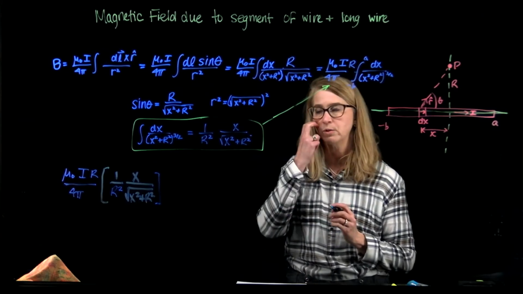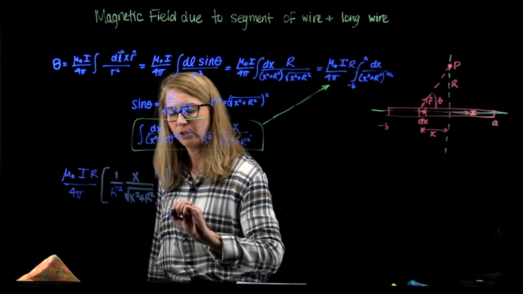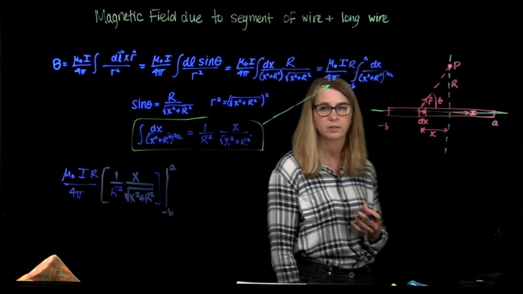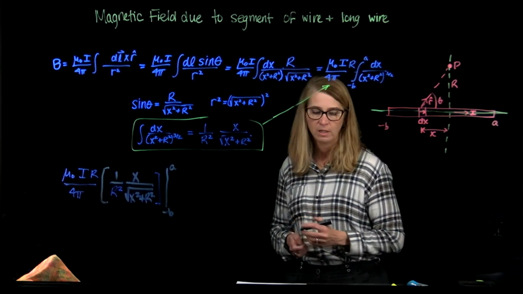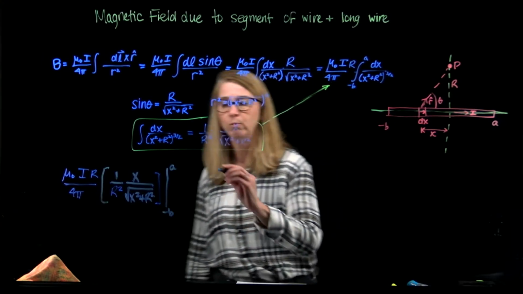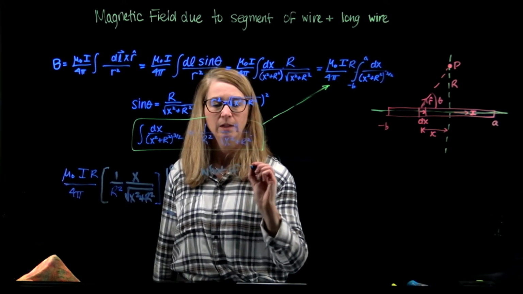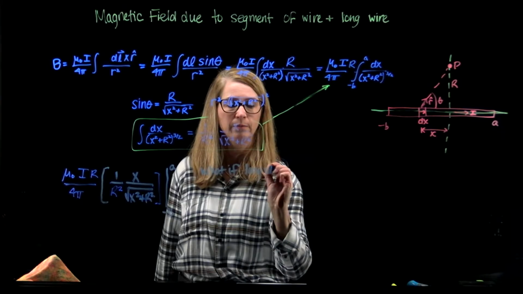So I think we can see most of that. Now, the way that I would usually evaluate this is I would just plug in the minus b and the a for the x, subtract the two expressions, and that would be it. What's more interesting is what if it's a long wire?